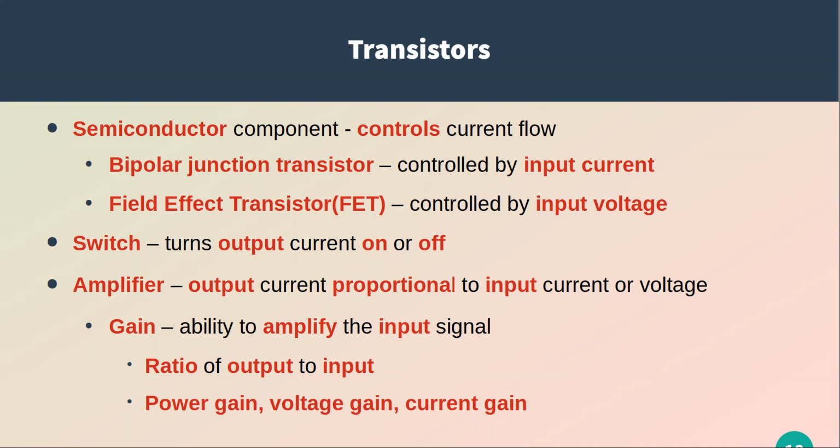We use them as switches where we operate either in the fully on or fully off state, or we use it as an amplifier. We will have it set up to operate where it's essentially on halfway, like a Class A amplifier. And then the input signal will cause it to go up to maximum current flow, maybe down to minimum current flow.